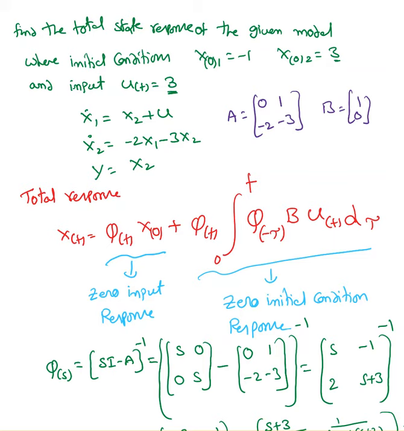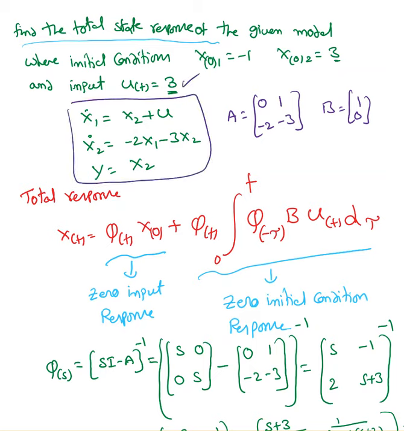Here is the next example. In this example, he's asking us to find the total state response of a given model. I also found the total output response; I'll show you at the end. So here he's asking about the total state response. So here is the given model.